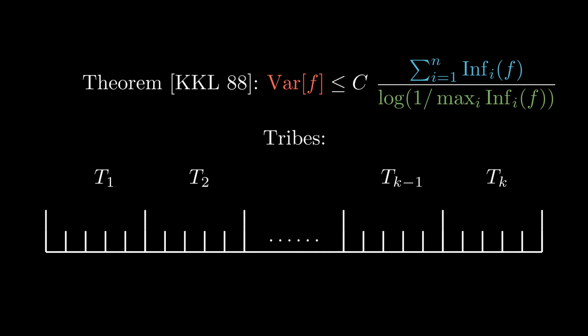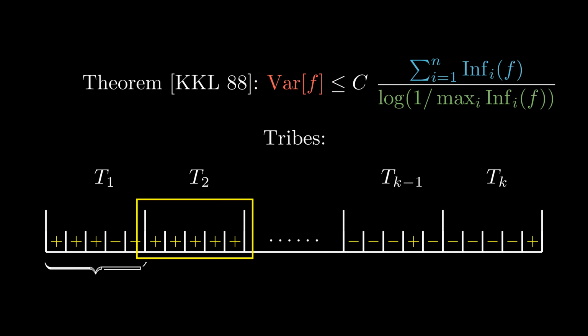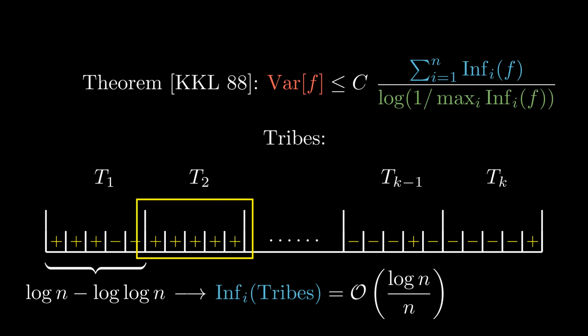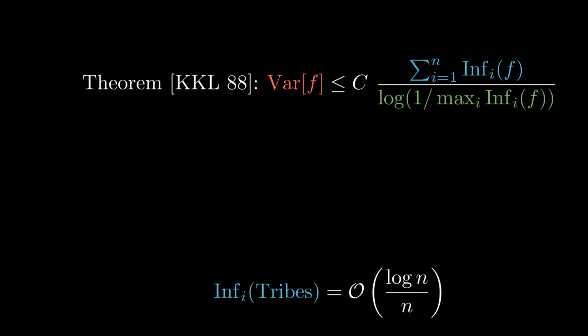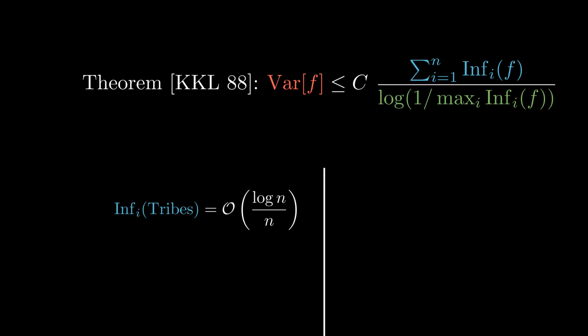Perhaps the most famous example connected with KKL is the tribes function. To calculate this function, we divide the inputs into small tribes. The function gets the value 1 only if there exists a tribe all of whose members are 1. When the size of the tribe is chosen correctly, then the influence of every bit is of size roughly log n over n, whereas the function's variance tends to a constant as n goes to infinity. Thus, the KKL inequality is tight for tribes, as a quick calculation shows. However, the inequality is far from being tight for the majority function, which returns the most popular bit in the input.